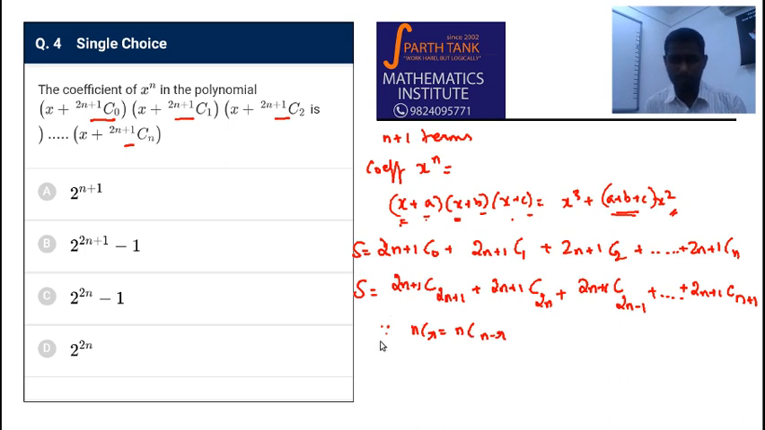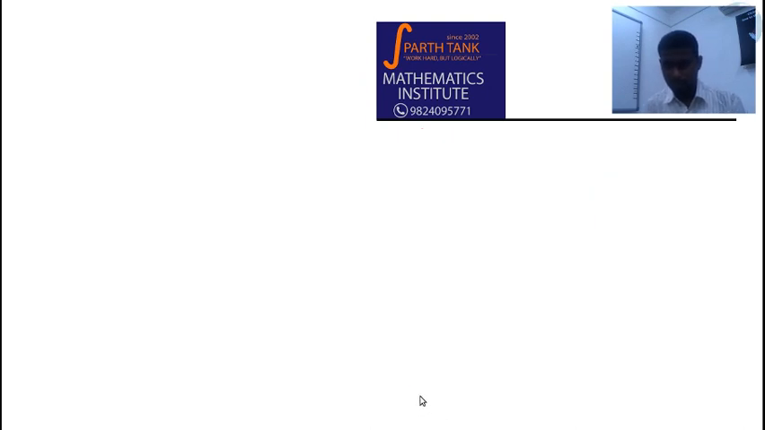What is the advantage of doing this? Add both these equations and you will see 2s will become 2n plus 1 c0, c1, c2, c3 up to cn, and then here it will continue from n plus 1, n plus 2, n plus 3 up to 2n plus 1. So you basically have 2n plus 1 c0, 2n plus 1 c1 up to 2n plus 1 c 2n plus 1, right? That is 2s.